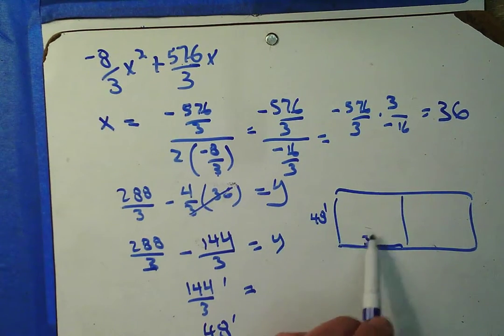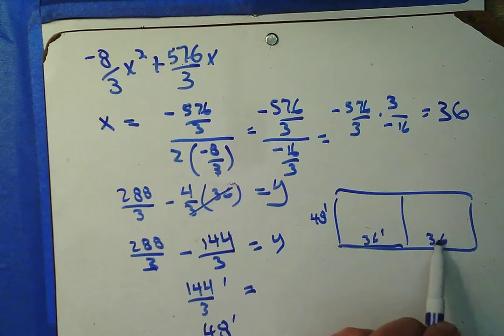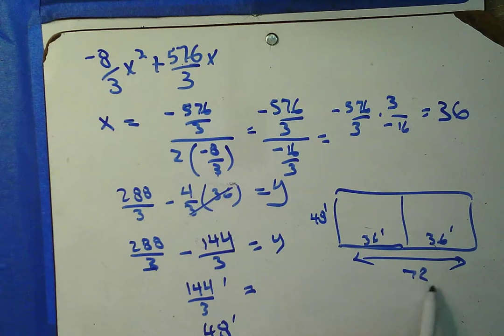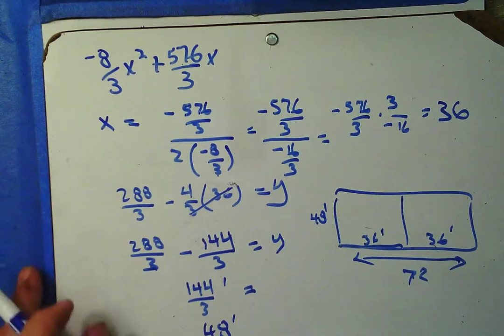So I know that if this is y, then this is 48 feet. And if this is 36 feet because it's x, and this is 36 feet because it's x, the whole thing is 72 feet. Okay? So, let's hit the highlights of that.